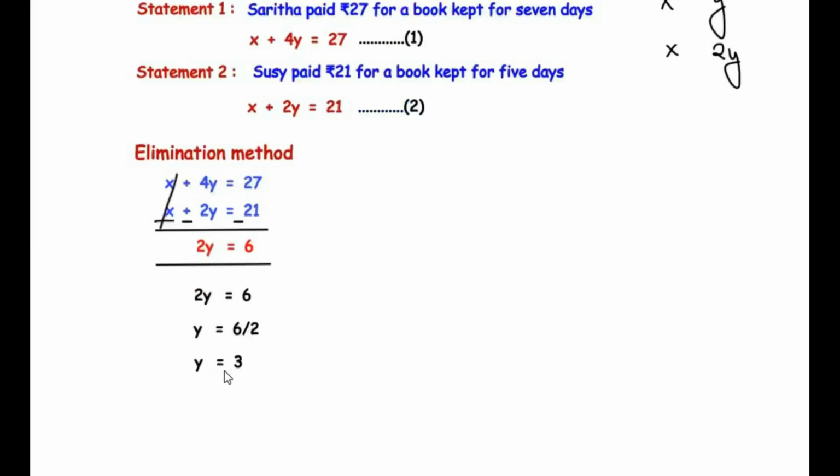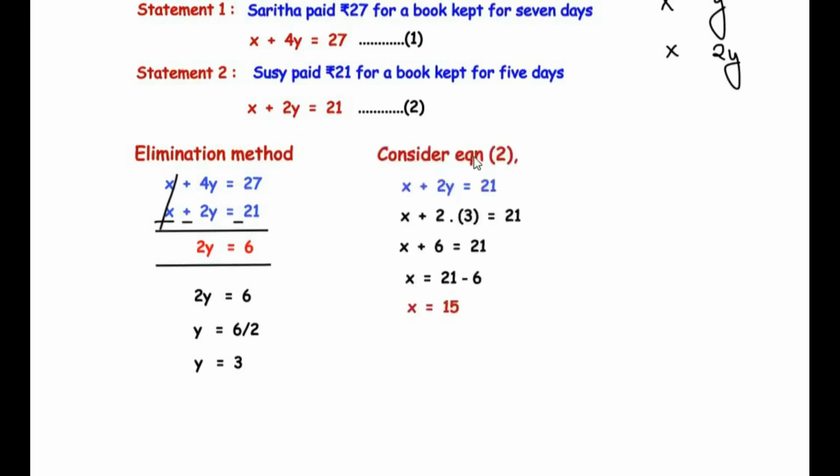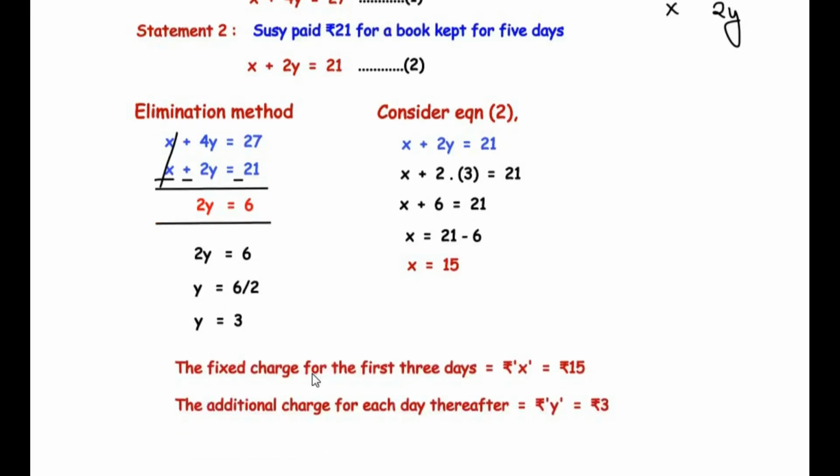Now once we have got the value of Y, let us consider equation 2 to get the value of X. So consider equation 2, that is X plus 2Y equal to 21. Now plugging in the value of Y, that is X plus 2 times 3 equal to 21. So simplifying this, we get X plus 6 equal to 21. Now taking plus 6 on the other side of equal to sign, we get X equal to 21 minus 6, or the value of X as 15. So here we have written the fixed charge for the first 3 days, that is rupees X, was rupees 15, and the additional charge for each day after that was rupees Y, and that is rupees 3. So this is going to be our answer.